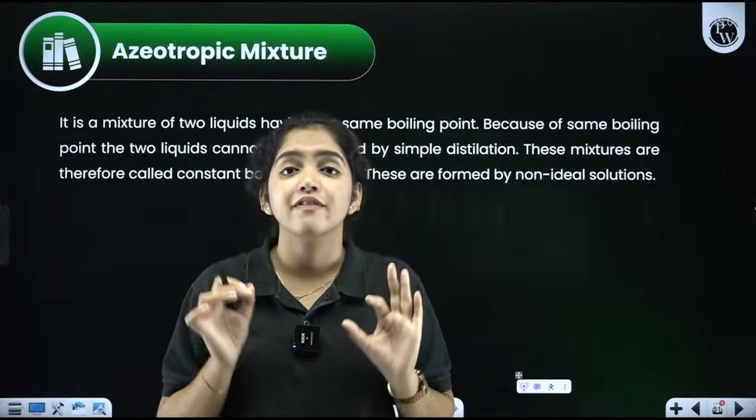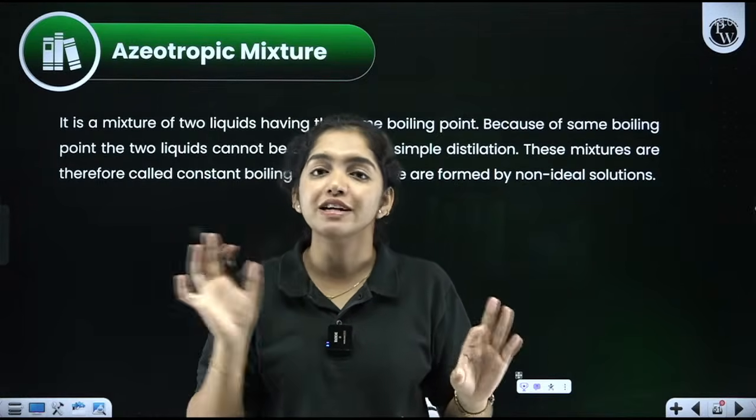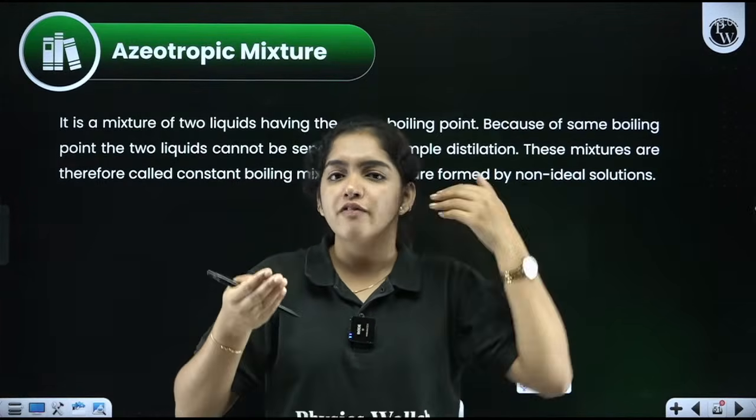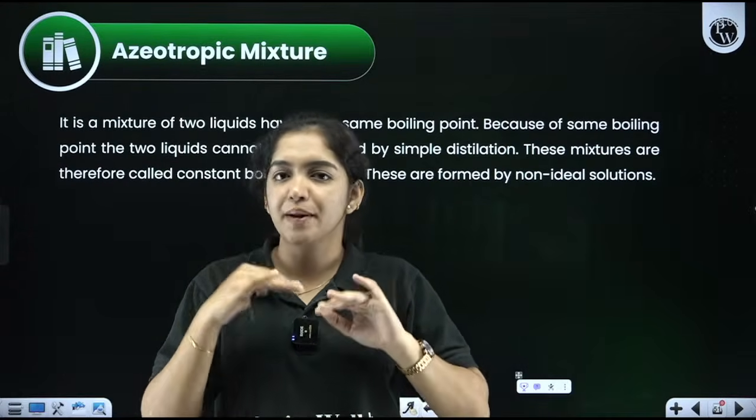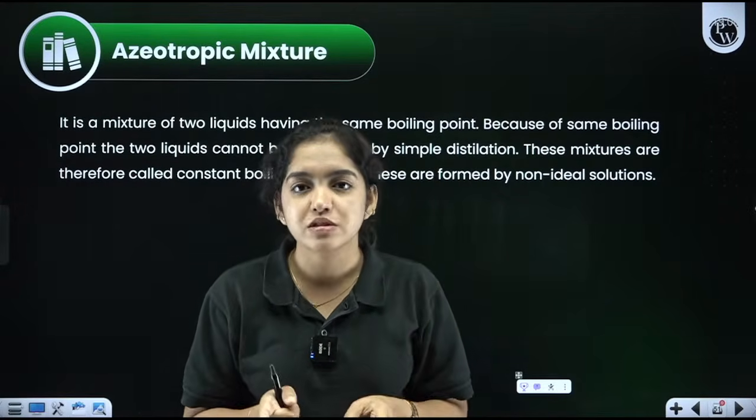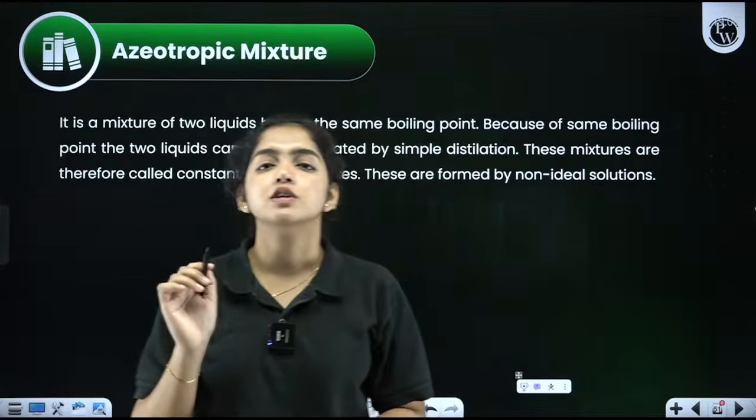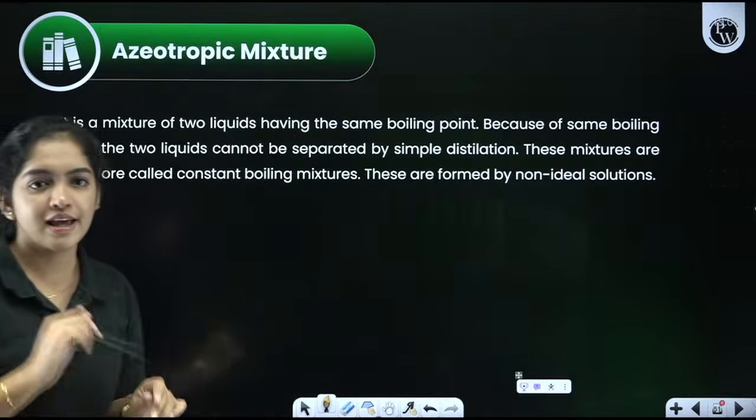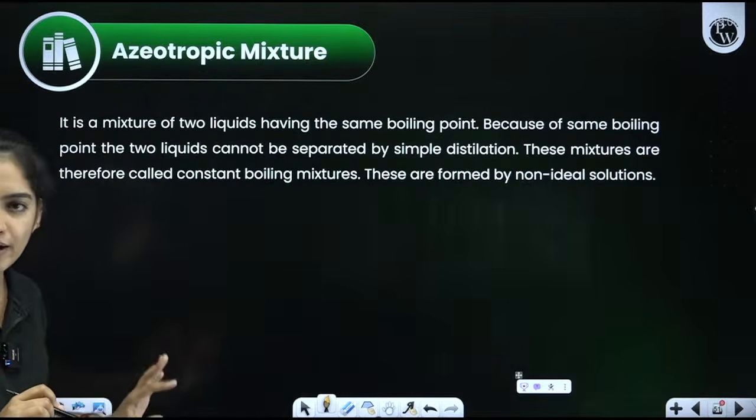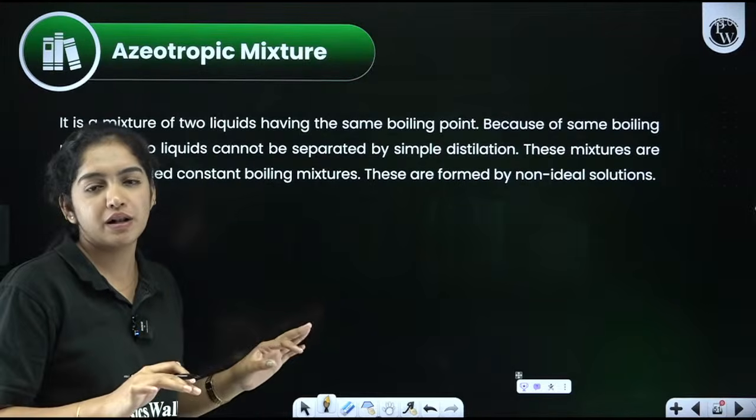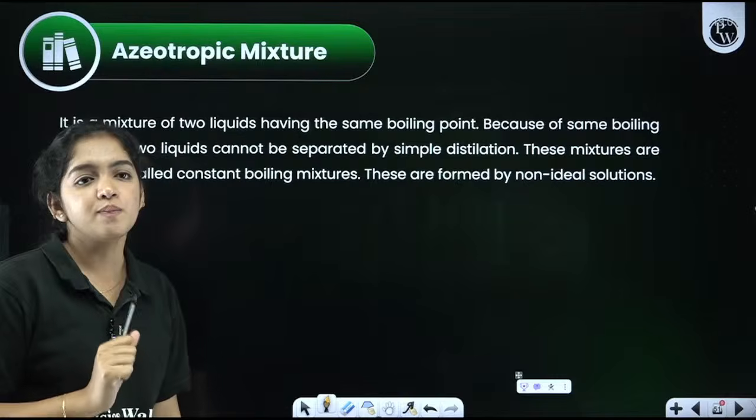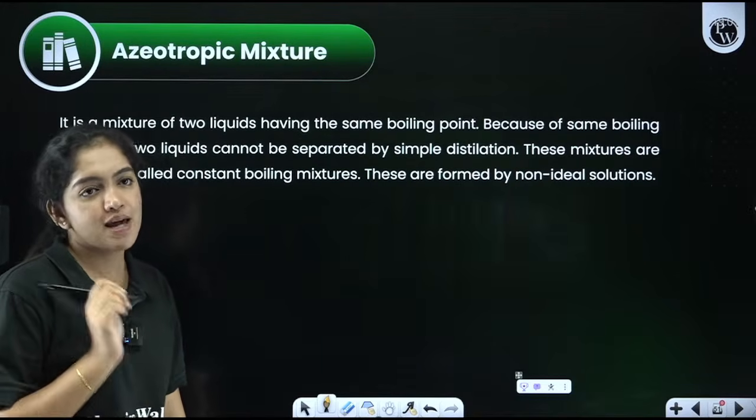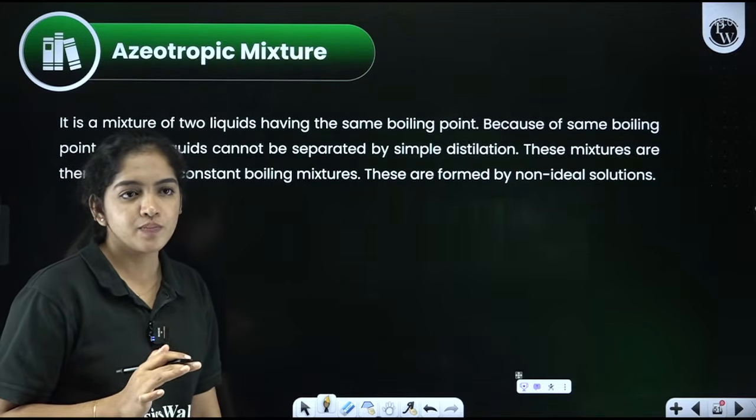What will happen if they are having the same boiling point? If they are having different boiling points, we can just heat it. One will be easily vaporized, right? The one with the higher boiling point will be vaporized, and so we can separate the other one. But here, is it possible? No, right? If we are mixing two liquids with the same boiling point, it is not possible to separate the two liquids. Why? Because they are having the same boiling point. Clear? Okay.